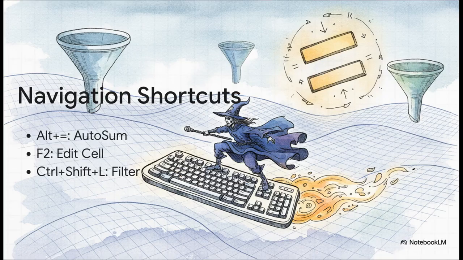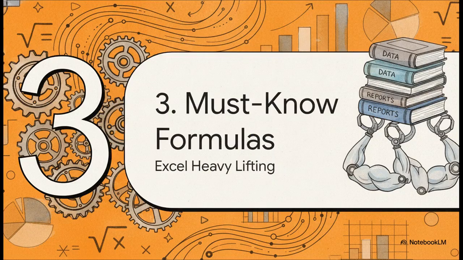Hitting Alt and the equal sign gives you an auto sum, instantly adding up an entire column of numbers. And if you need to quickly filter your data, Control-Shift-L pops those filter arrows right onto your headers. These shortcuts literally let you fly across huge data sets effortlessly. Which brings us to Section 3, Must-Know Excel Formulas.